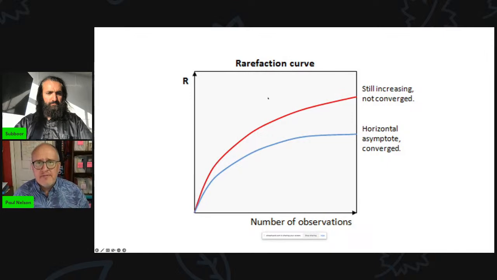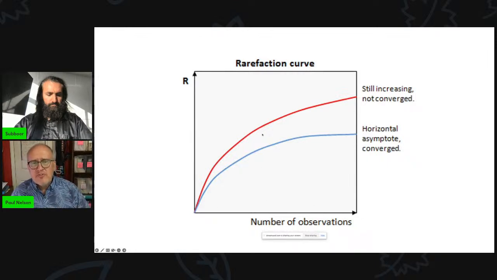Okay, they're called rarefaction curves, or they're also known as collector curves. And we have on the y-axis again, these would be types of data that we're organizing. And here on the x-axis, we have number of observations.